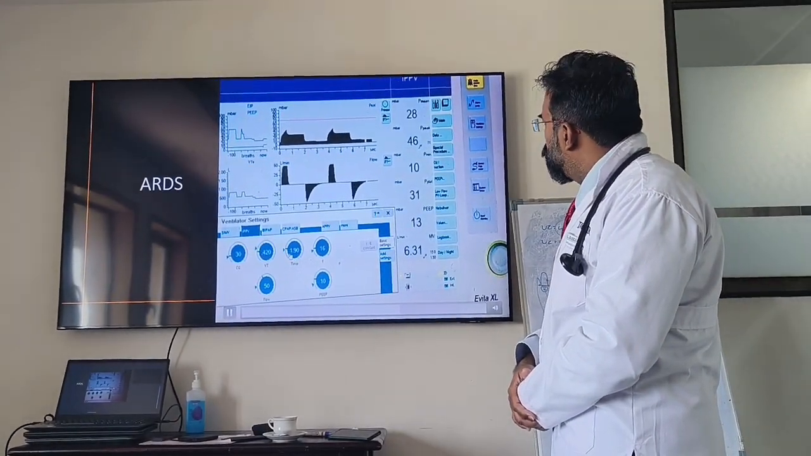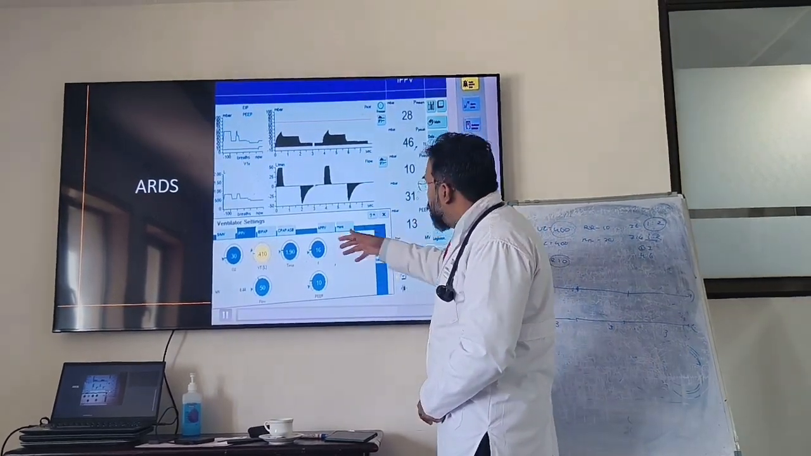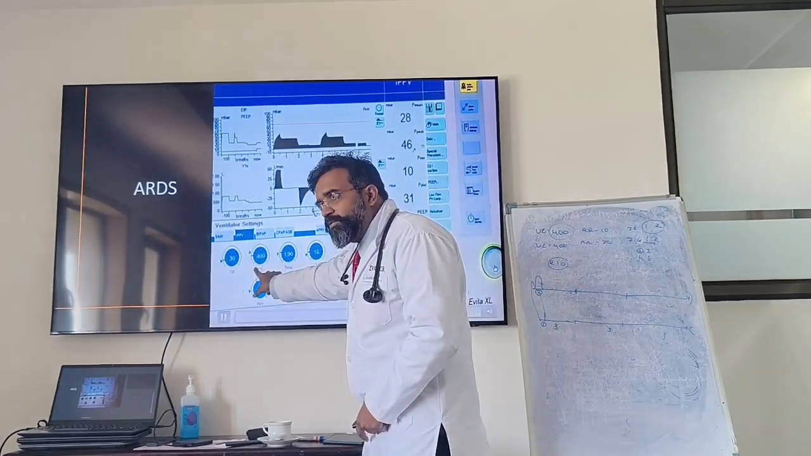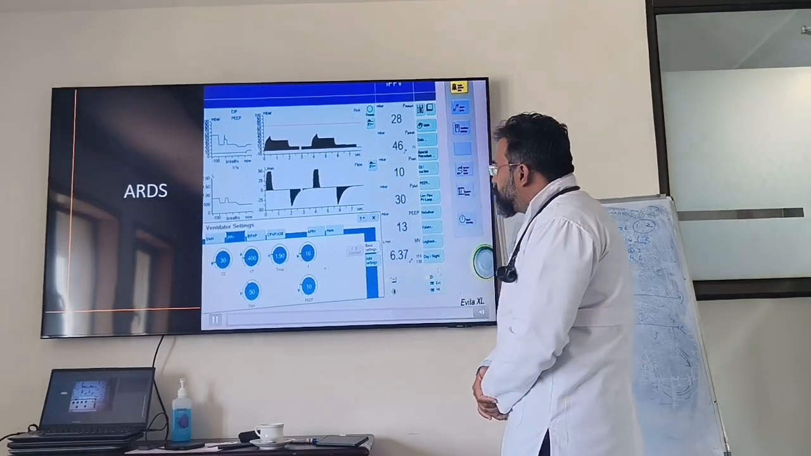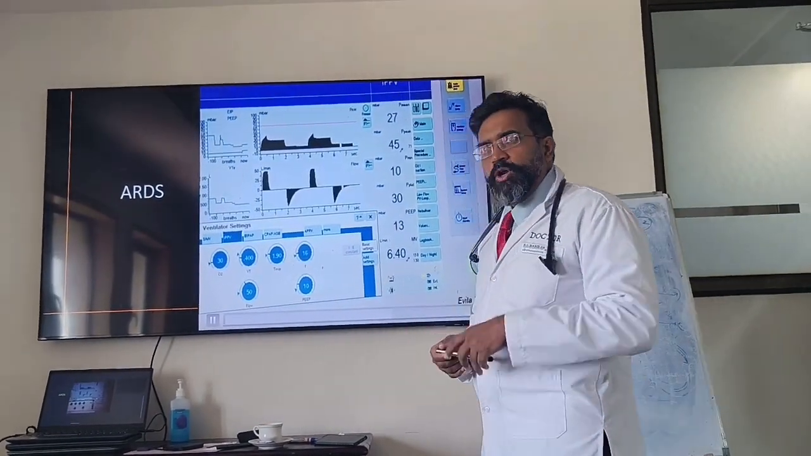So I feel the plateau pressures have gone up to 31. There's a problem, because I changed the I ratio, the plateau pressures have gone up. So now I have to reduce the tidal volume further because the plateau pressures are more than 30. So with just one alteration, if you don't have these pressures, you will not know where to go.